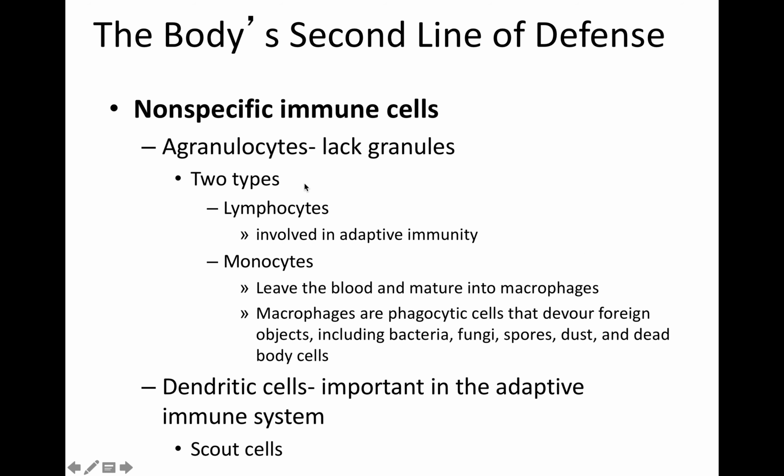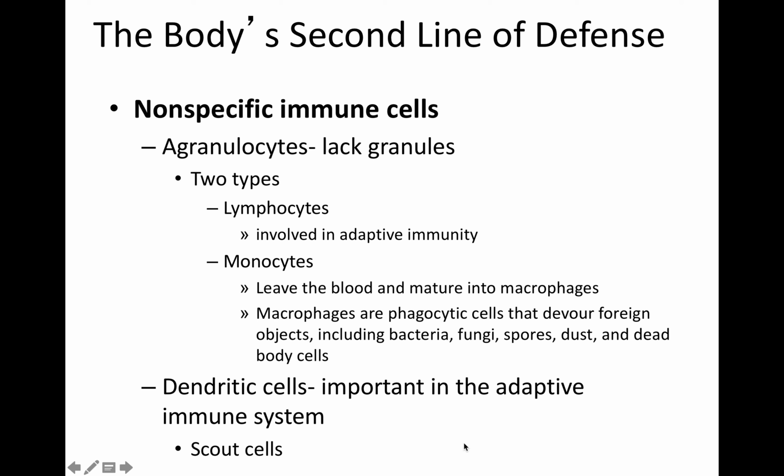Agranulocytes, they lack the secretory granules. There's two types of lymphocytes. These are involved in the adaptive immune system, including B and T cells. Monocytes, which leave the blood and mature into macrophages. And macrophages are phagocytic machines. They'll take care of a lot of the foreign antigens.